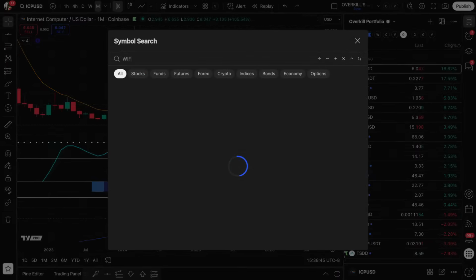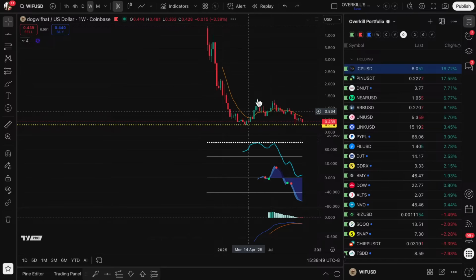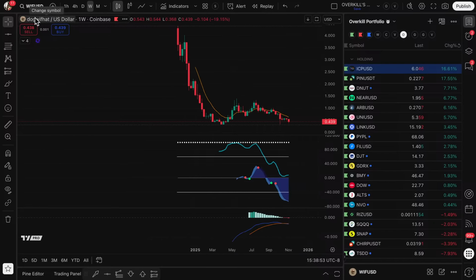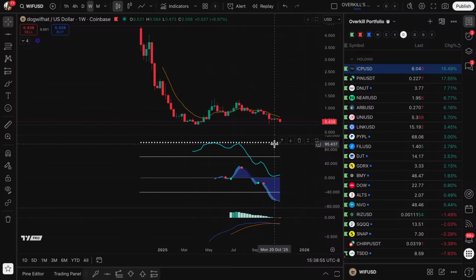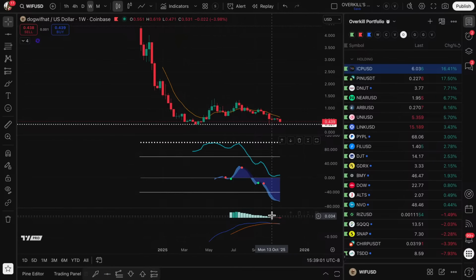WIF looks good. Can I confirm? Yes, I can confirm. I won't confirm, but I'll look at it for you. I just look for the weekly on this one. I don't like meme coins, dog WIF hat. It has no utility. What I would tell you is it just needs to hold on to that 32-cent level. If that breaks, you're going to be in trouble. I'd wait for the confirmation on that one.